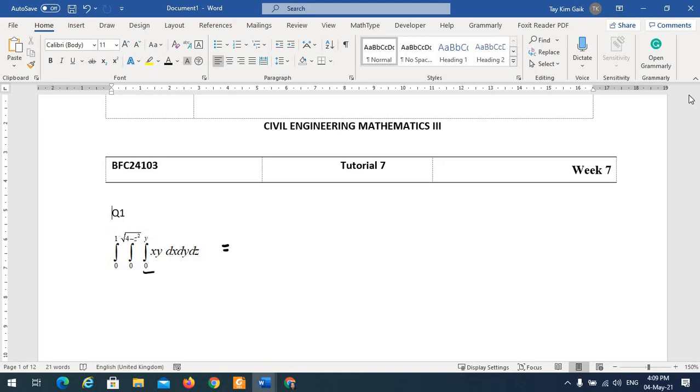So you start to integrate this one, integrating with respect to x first. Normally when we integrate with respect to x, we assume that solid G is parallel with the x-axis. For the outer two integrals, 0 to 1 and 0 to square root of 4 minus z squared, when you integrate with respect to x, y and z are constant. So you have x squared over 2, with y constant, so factor out y, dy dz.